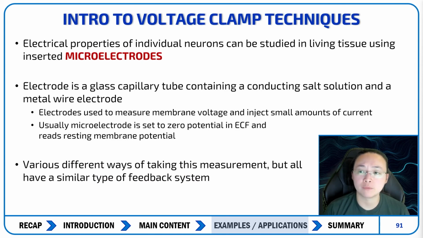Now, an introduction to some voltage clamping techniques. The electrical properties of individual neurons can be studied in living tissue using inserted microelectrodes. An electrode is a glass capillary tube that contains a conducting salt solution and a metal wire electrode. Electrodes are used to measure the membrane voltage, and they inject small amounts of current so that we can measure and detect the changes being produced by that injection of current. Usually the microelectrode is set to a zero potential in the extracellular fluid, and it reads the resting membrane potential.